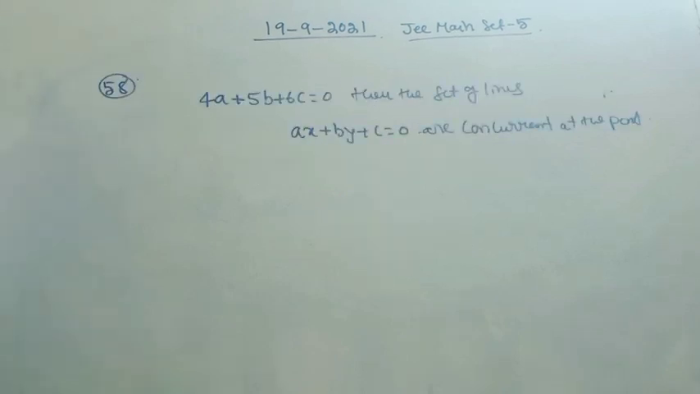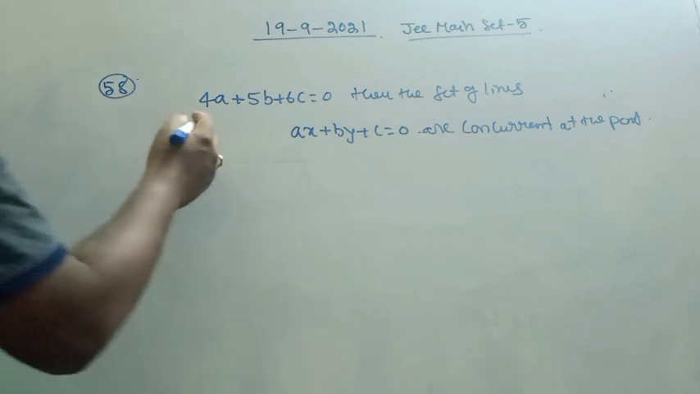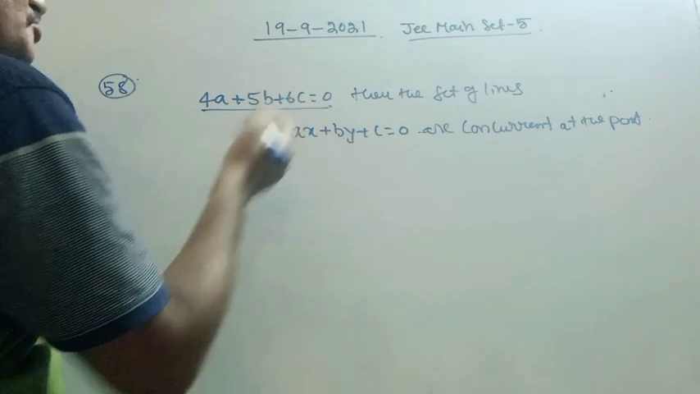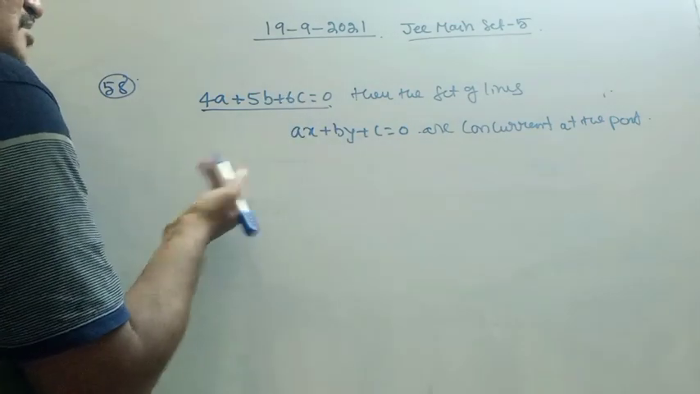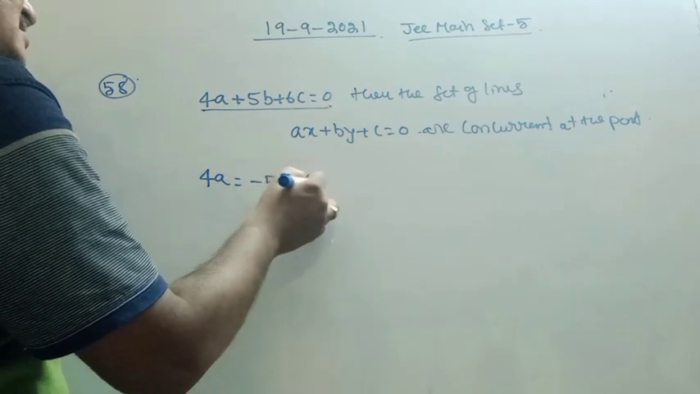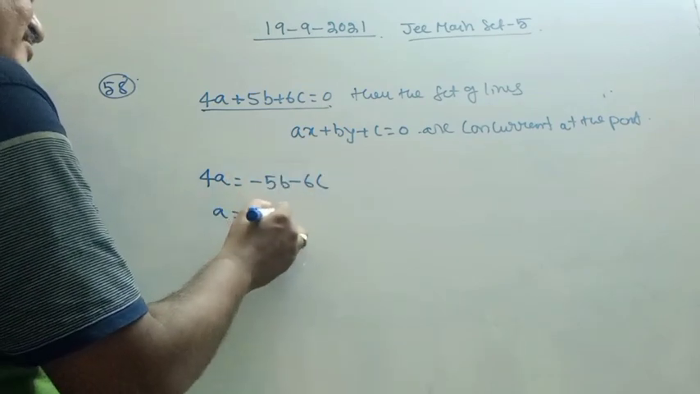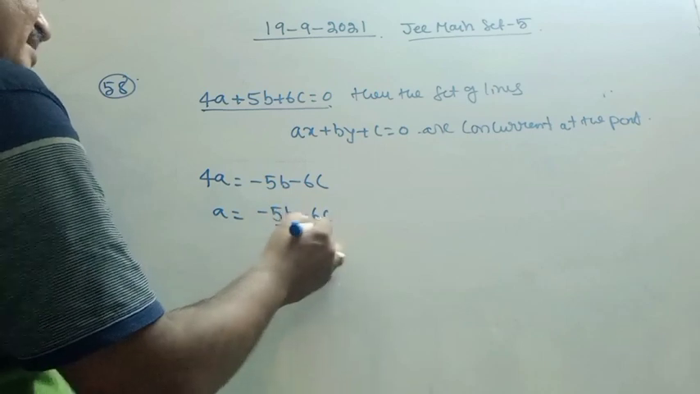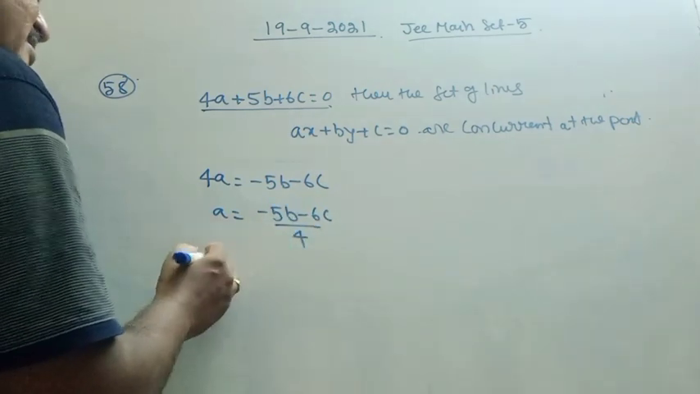Right? See, this 58th question they have given: if 4a plus 5b plus 6c equal to 0, then the set of lines ax plus by plus c equal to 0 are concurrent at the point. This is what they have given. See, my dear students, a very simple concept. Let us use this condition here. Suppose I take 4a equal to minus 5b minus 6c, so a is nothing but minus 5b minus 6c by 4.